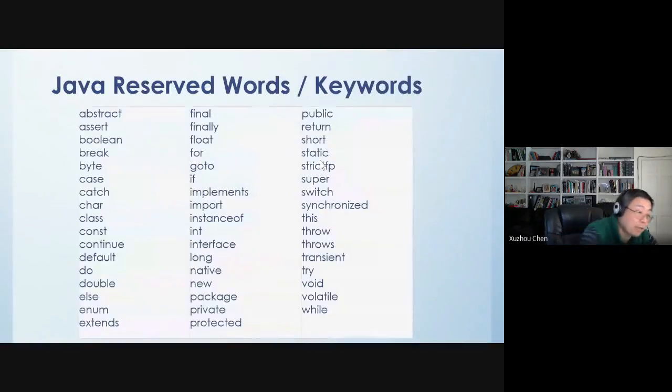Now these are the list of Java reserved words or keywords. Don't use these words as identifiers. If you want to define any variable, don't use any of these, okay? Because these are keywords. These are reserved.